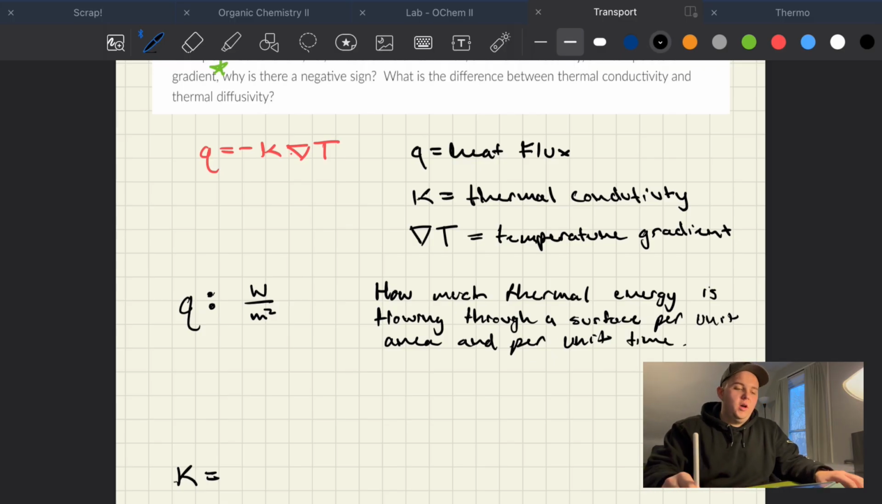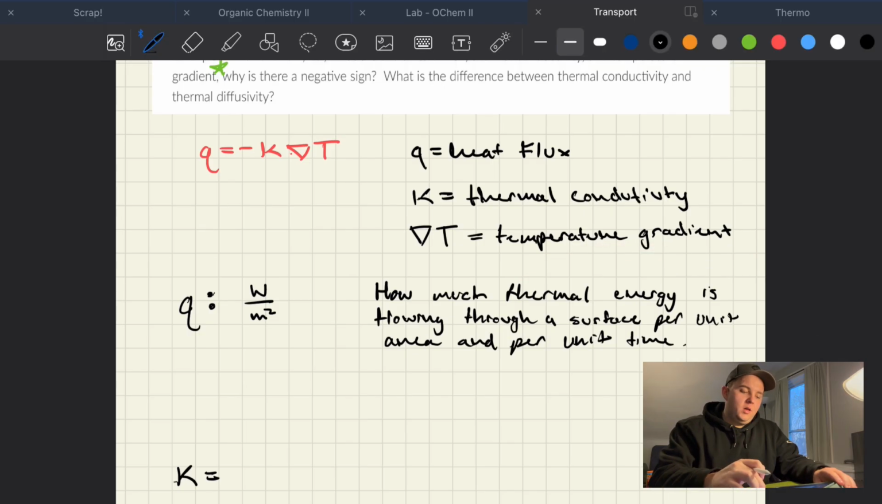Okay, so what our heat flux is just demonstrating is how much thermal energy is flowing through a surface per unit area and per unit time. That's going to be, as I said earlier, proportional with the temperature gradient.